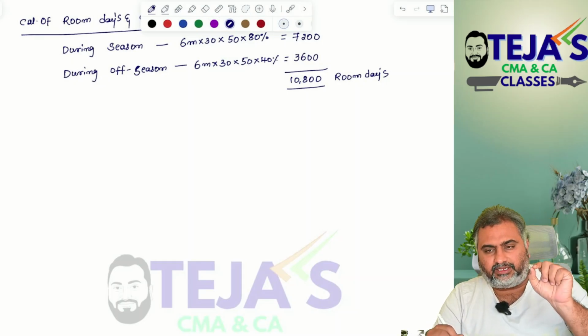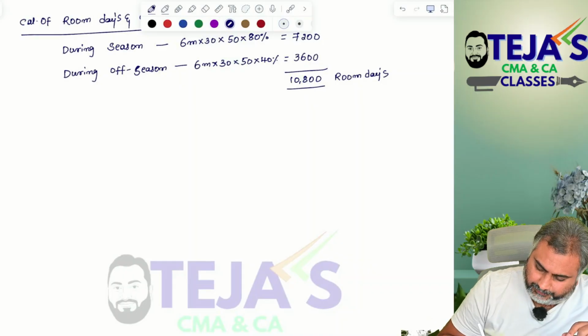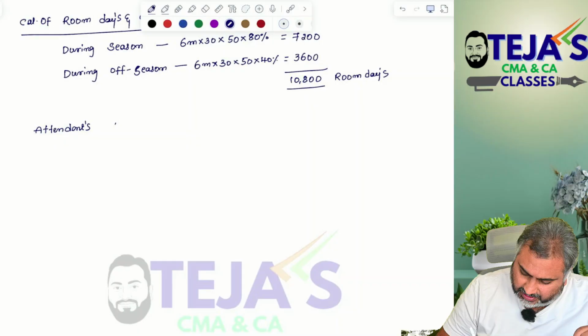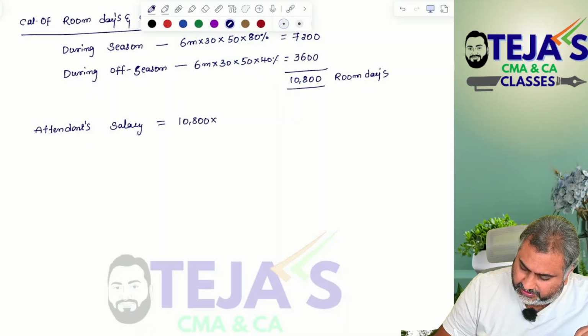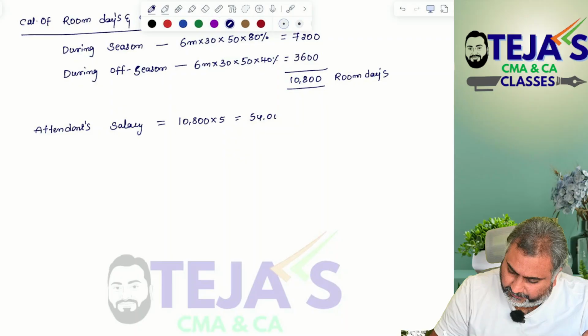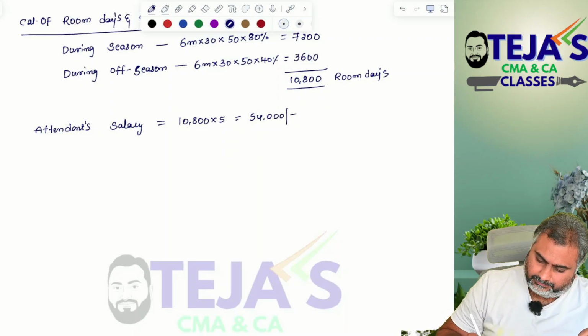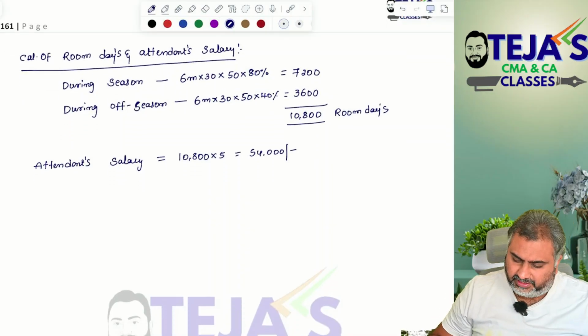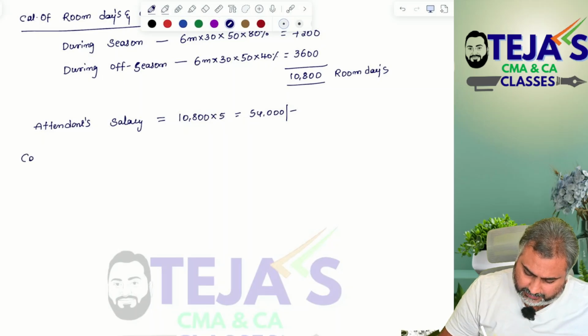What are the attendant wages? They said 5 rupees per day from the occupancy point of view. So attendant salary is equal to 10,800 room days into 5 rupees, that is equal to 54,000 rupees. Okay, fine. Then immediately work out the second calculation.